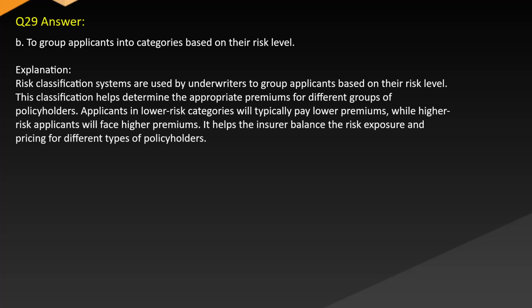Answer: B. To group applicants into categories based on their risk level. Explanation: Risk classification systems are used by underwriters to group applicants based on their risk level. This classification helps determine the appropriate premiums for different groups of policyholders. Applicants in low-risk categories will typically pay lower premiums, while high-risk applicants will face higher premiums. It helps the insurer balance the risk exposure and pricing for different types of policyholders.